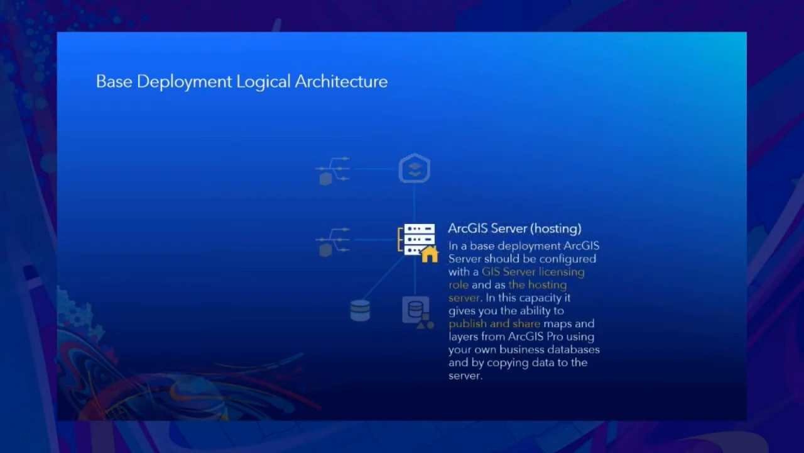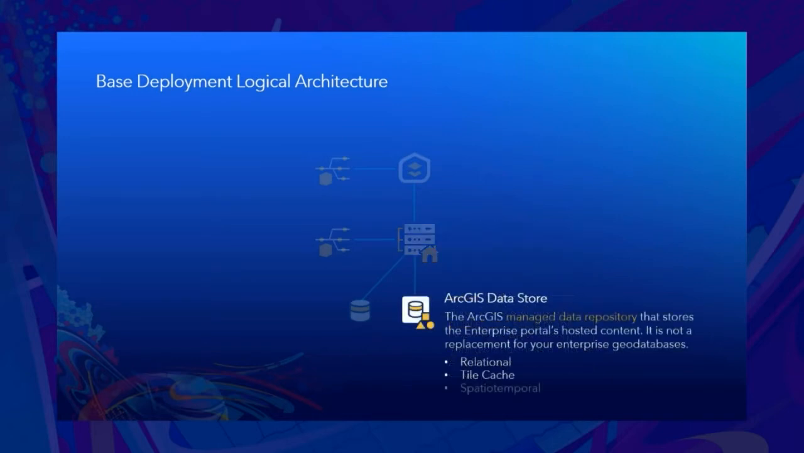We then have ArcGIS Server, which in the case of a base deployment, we're using it in the role of a hosting server. And it uses a GIS server licensing role, which we then designated as the hosting server. And then it gives us the ability to publish and share maps from ArcGIS Pro, from other locations that we might have on disk, and enables a great deal of workflows and capabilities that we wouldn't otherwise have if it weren't in the hosting server role, like self-service mapping and enabling self-service workflows, which we'll talk about in a little bit as well.